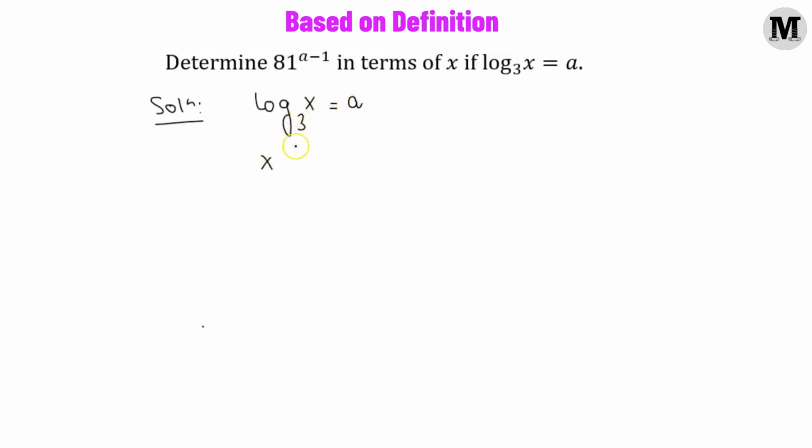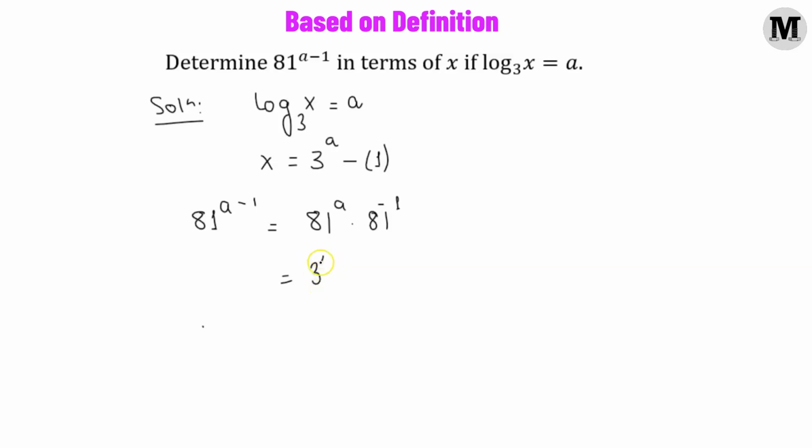So that means we have x equals 3 raised to the power of a. Let's label this as equation number 1. Now starting with the expression 81 raised to the power of a minus 1, this can be rewritten as 81 raised to the power of a times 81 raised to the power of -1. Now 81 is simply 3 raised to the power of 4.